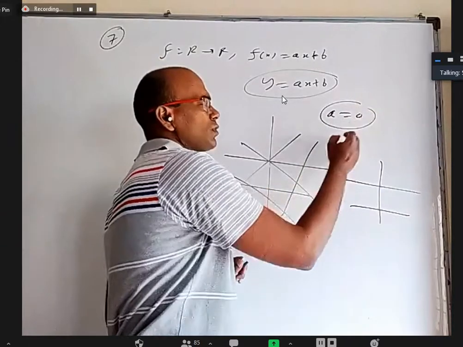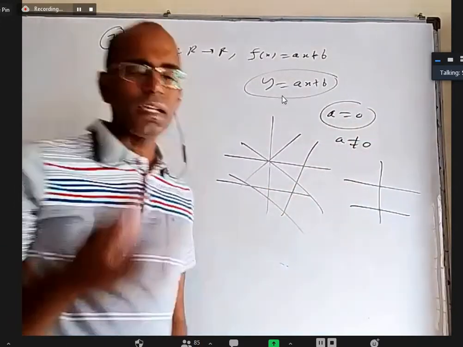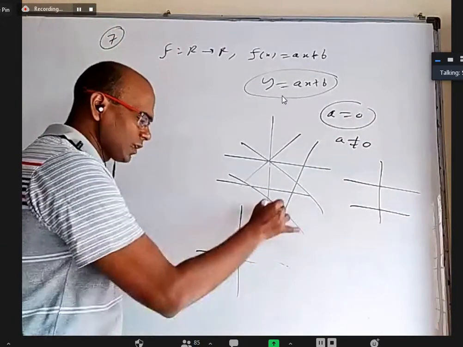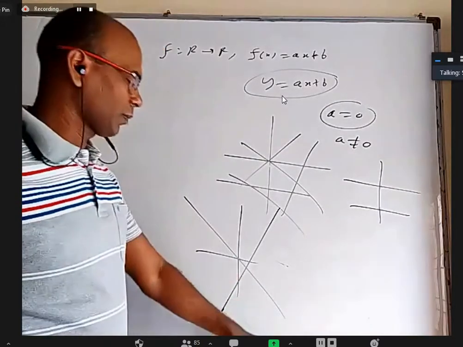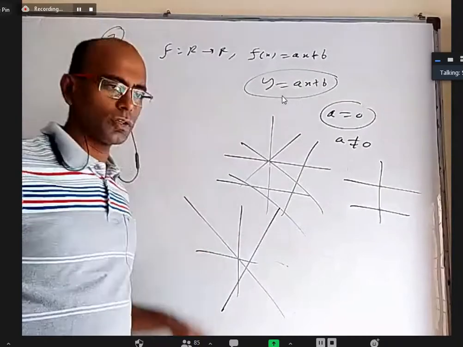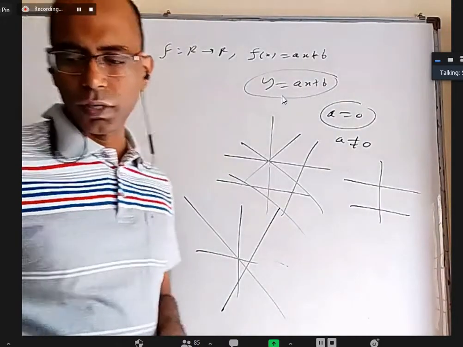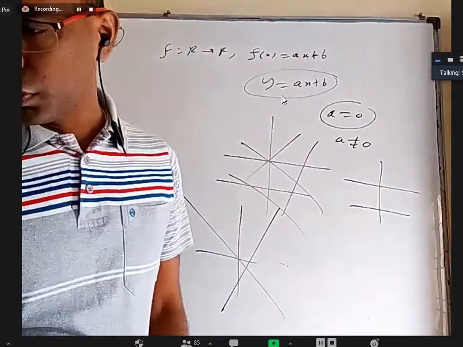Other than A equal to 0, if A is not 0, definitely it is some slant line, either of this sort or of this sort, either with positive slope or negative slope. It will go from minus infinity to plus infinity or plus infinity to minus infinity. It is both one-one and onto. So just that much you have to know for this.